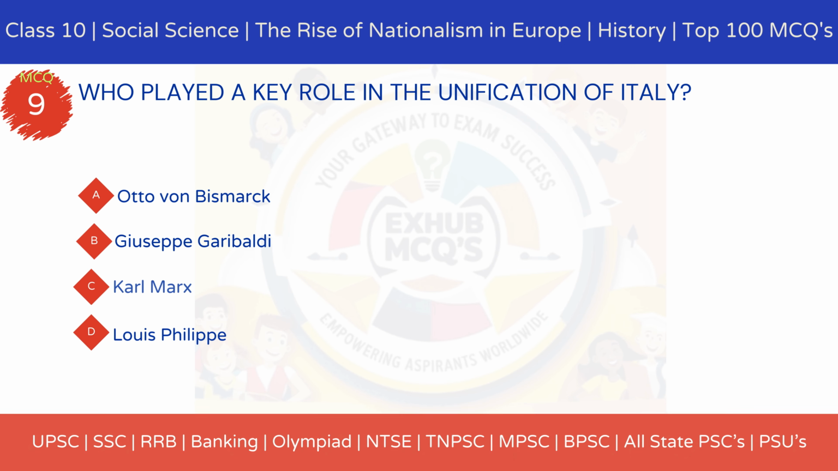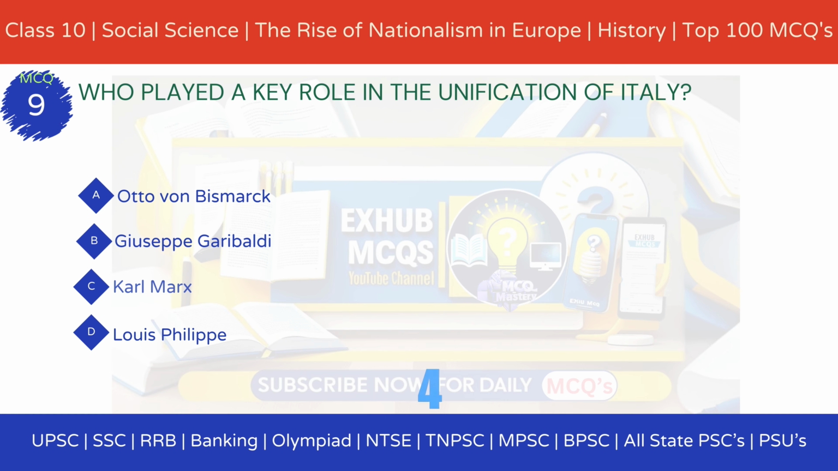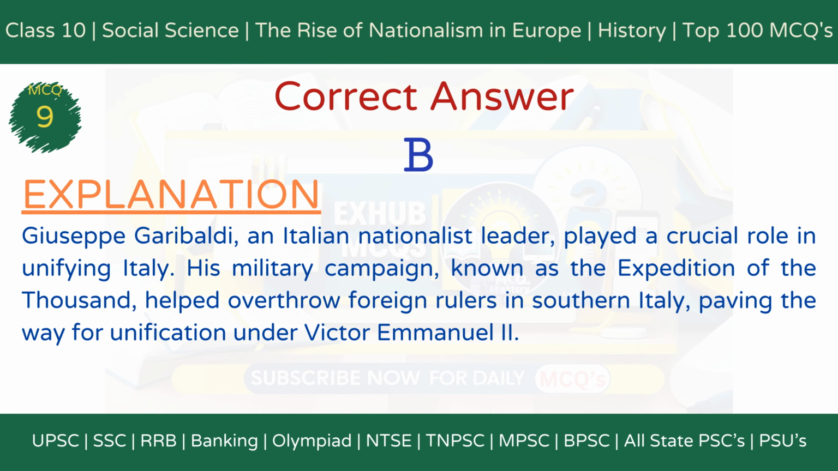MCQ 9. Who played a key role in the unification of Italy? Option A. Otto von Bismarck. Option B. Giuseppe Garibaldi. Option C. Karl Marx. Option D. Louis Philippe. The correct answer is option B, Giuseppe Garibaldi.